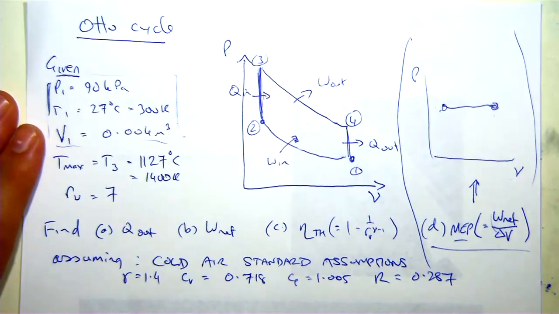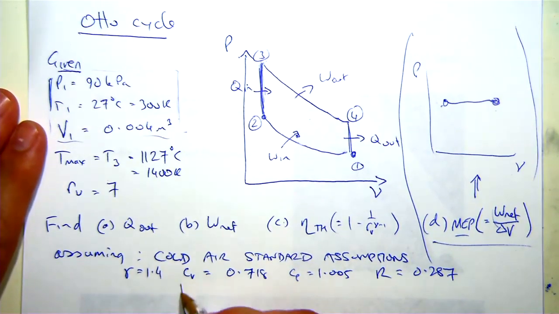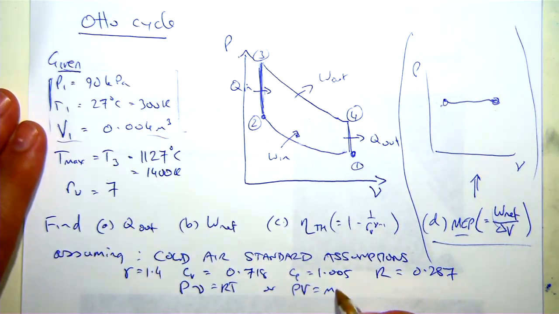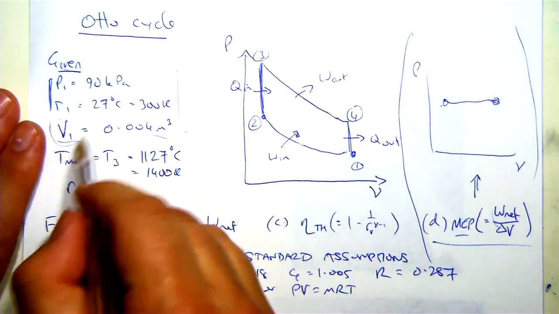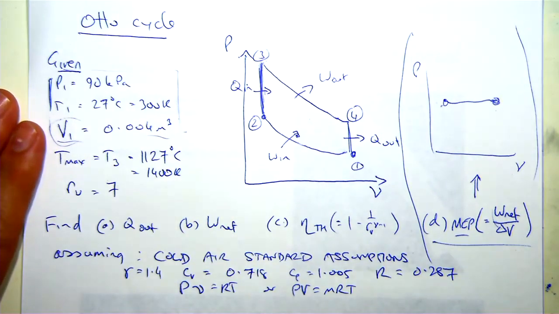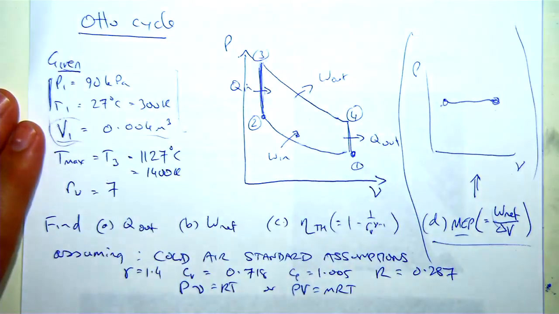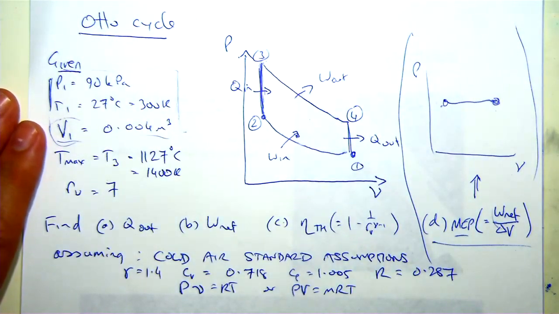So we've actually got quite a bit of data, and we also know that PV equals RT, or PV equals MRT. You notice up here we were given a full volume, as well as enough information to work out P and T. So just in the back of our minds, we could be thinking, if I need to, I could determine the mass of this system.